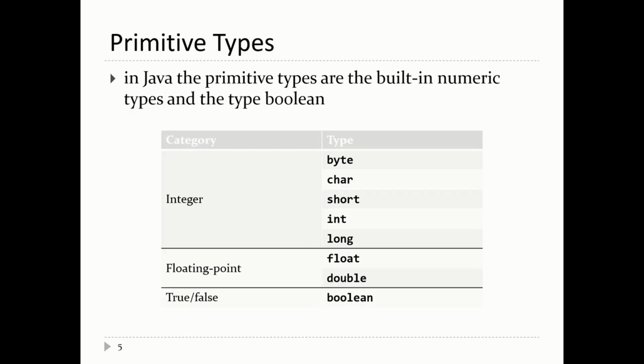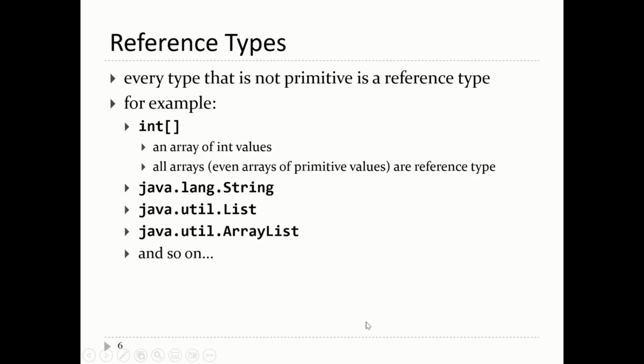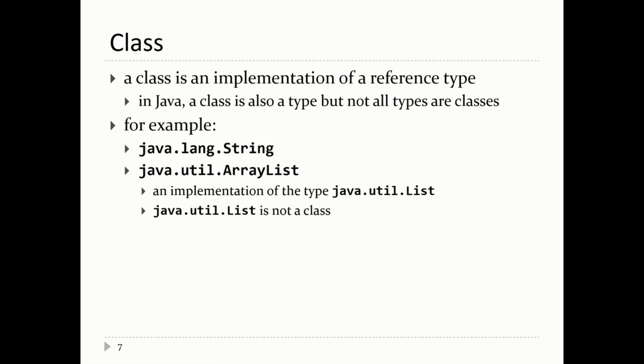Okay, so we know about the primitive types. They're basically the numbers and true and false. And we also know there are these reference types. So string, list, ArrayList, those are all reference types. Arrays in Java are also reference types, even arrays of primitive values are considered reference types. A class in Java is just an implementation of a reference type. So the String class is just the thing that defines how a string works. Classes are also called user-defined types.